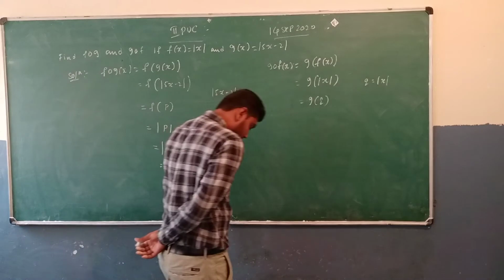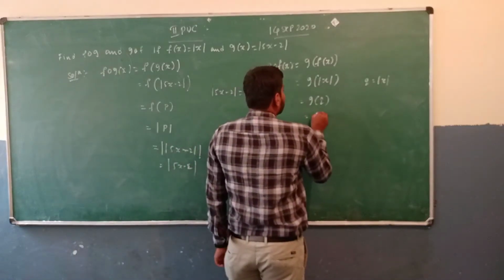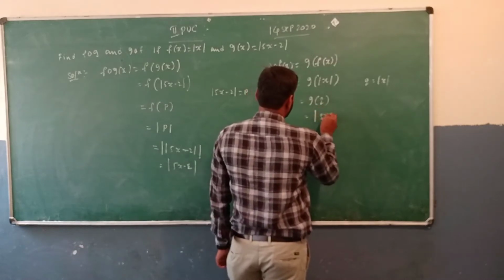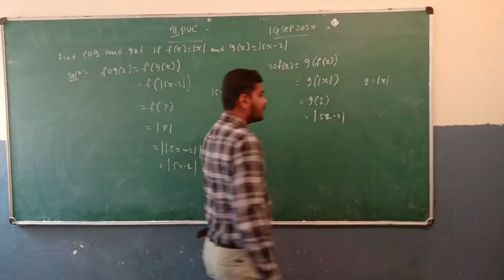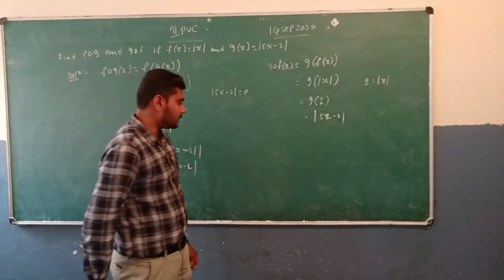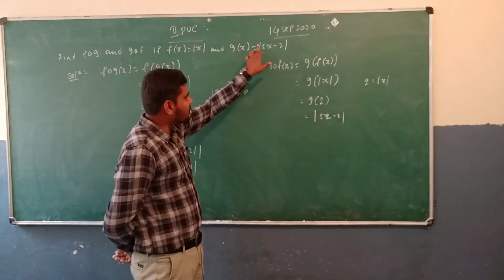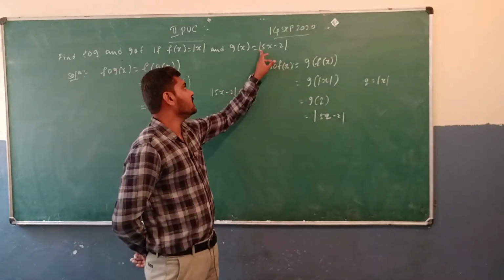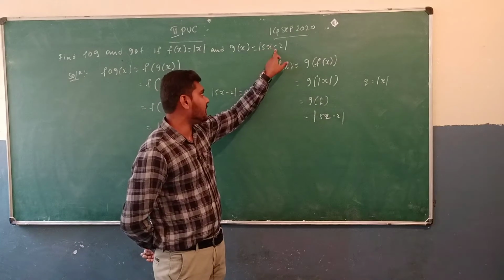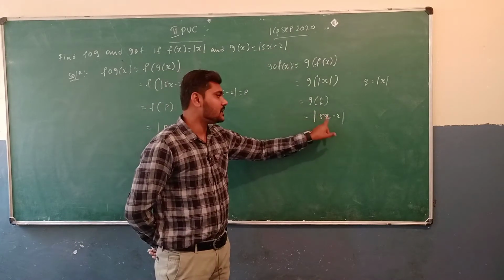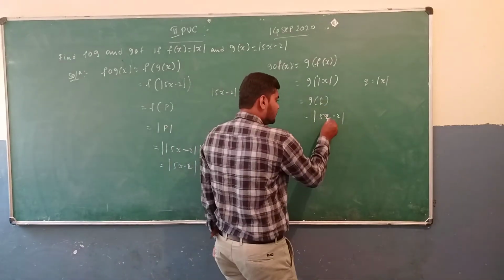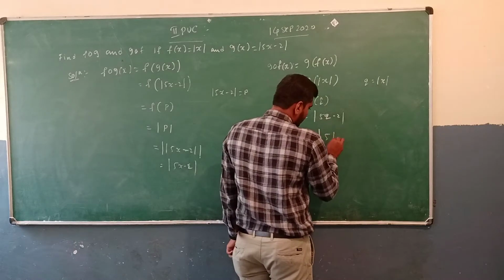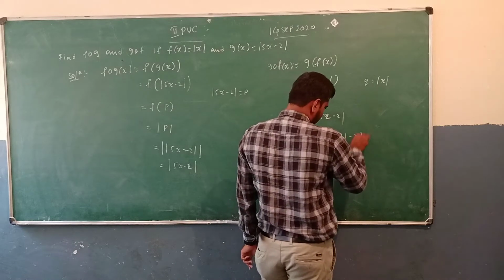So then it's going to be g of q, or we can say modulus of 5q minus 2. Because observe here, g of x is nothing but mod of 5x minus 2. Then what is the value of g of q? G of q is going to be mod of 5q minus 2. So 5q minus 2. Then what is the value of q? Q is nothing but mod x. So I am writing 5 mod x minus 2.